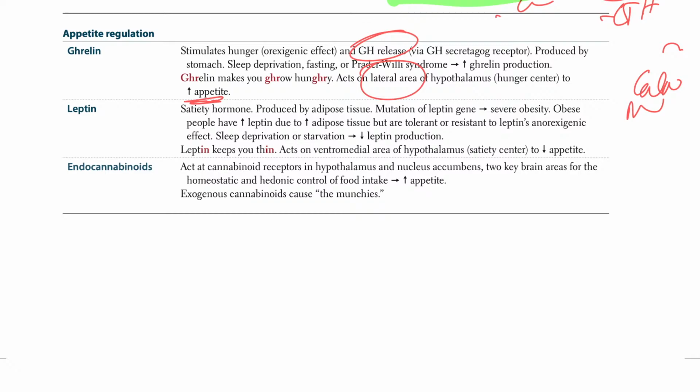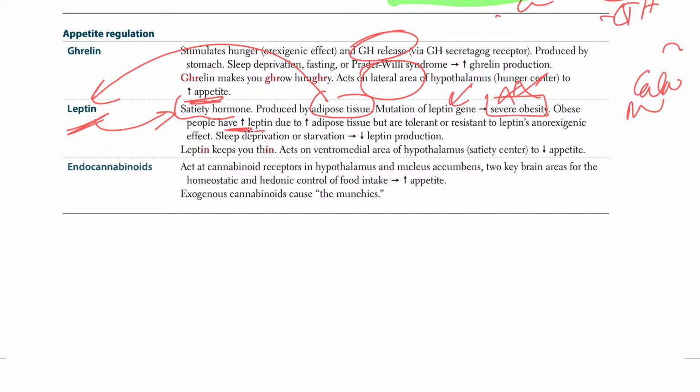The second thing is leptin. Leptin is the satiety hormone. It is produced by adipose tissue. So adipose tissue produces leptin, which produces satiety. A mutation in the leptin gene causes severe obesity. Satiety is like feeling full: okay, I'm not hungry. But if you have a mutation here, now you never feel full. You keep eating and you're going to cause severe obesity.